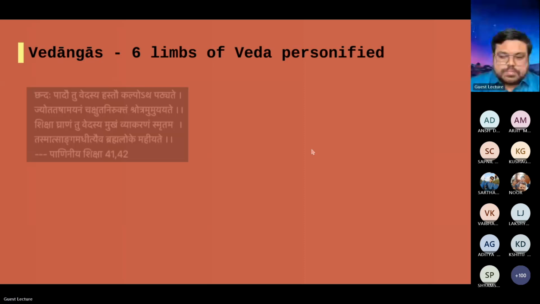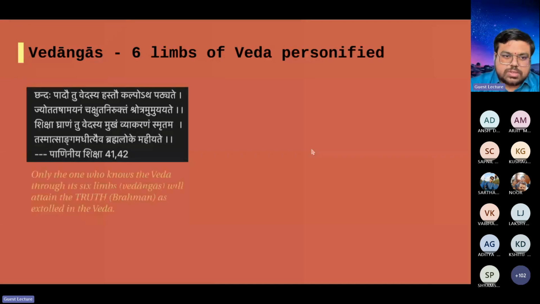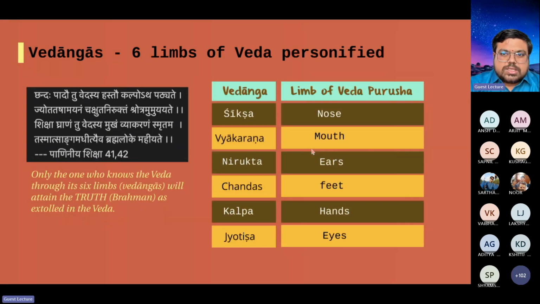The shloka from the Paniniya Siksha. Panini is attributed to the Shiksha Shastra. So his work suggests the following shloka, which is Chandah Padautu Vedasya Hastau and so on. What it translates to in English is as follows. The Shiksha is the nose of the Veda, Vyakarana is the mouth of the Veda, Nirukta the ears of the Veda, Chandas the feet of the Veda, Kalpa the hands of the Veda, and Jyotisha the eyes of the Veda.